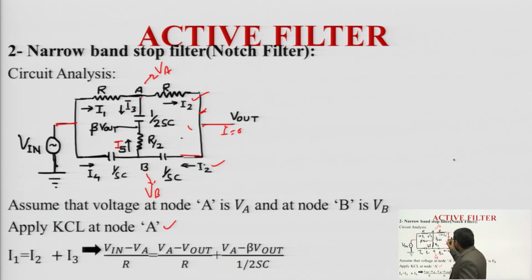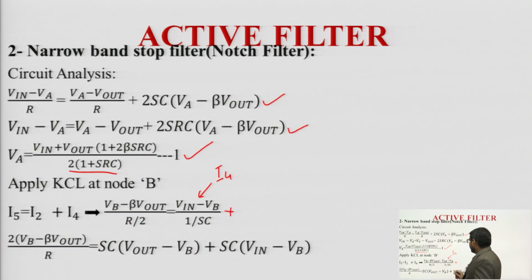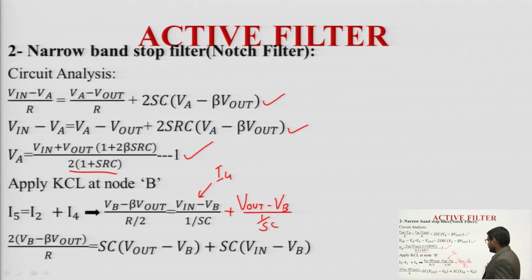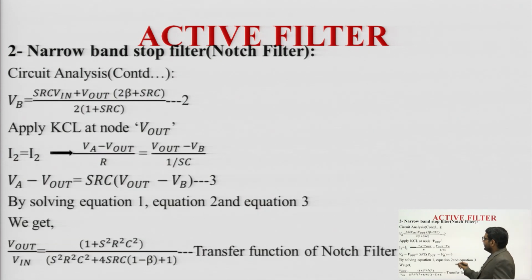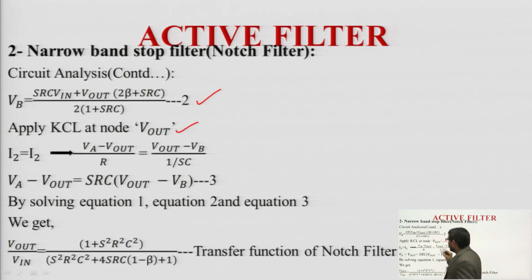And in this section, I2 equal to beta V out minus V B divided by 1 upon SC. So, you put the V out minus V B divided by 1 upon SC. Okay. So, finally, if you solve, we get this equation, and finally we find the value of V B, and then apply the KCL at the node V out.